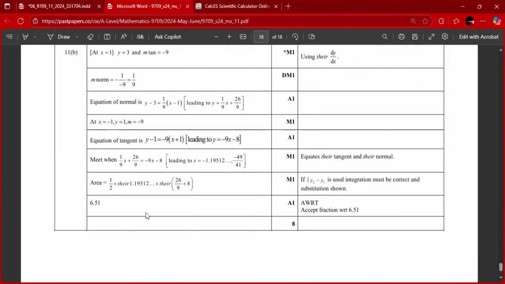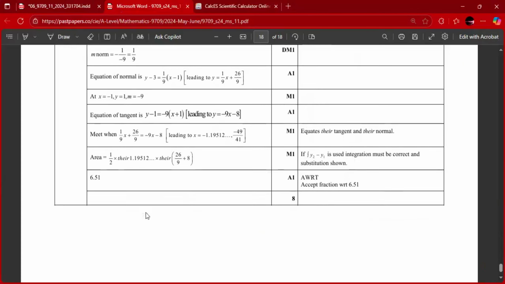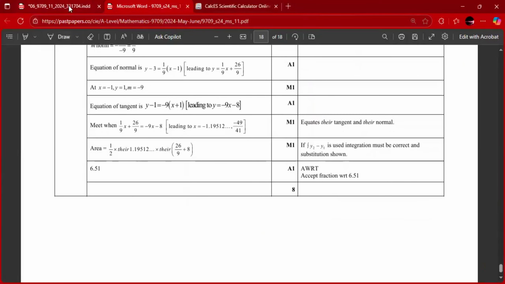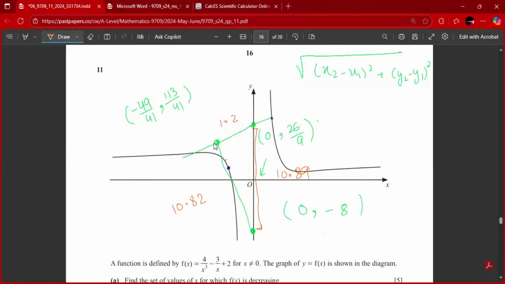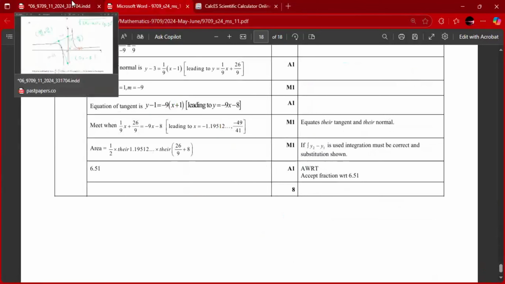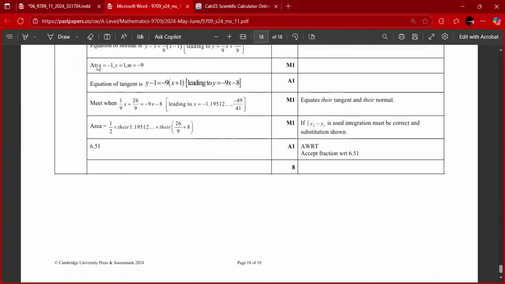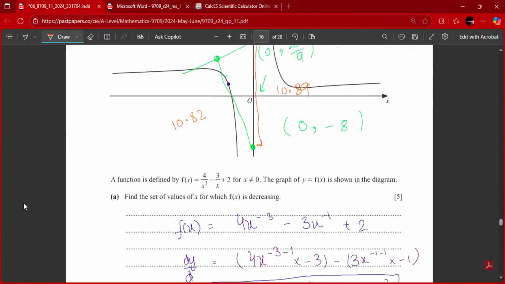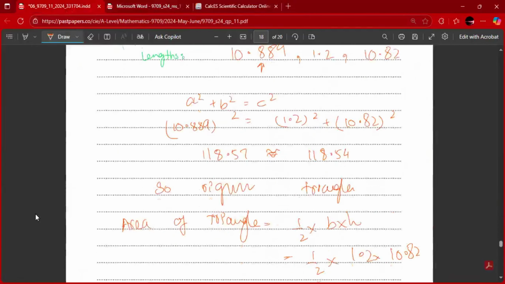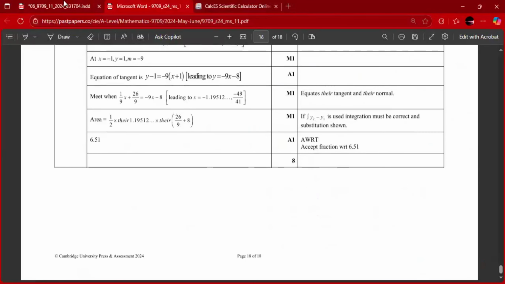I'm trying to understand what they did in this marking scheme. Give me a minute. Okay, this makes sense. We did it right, guys. This is correct because my answer is very approximately near to this. So I think I would get marks for this.